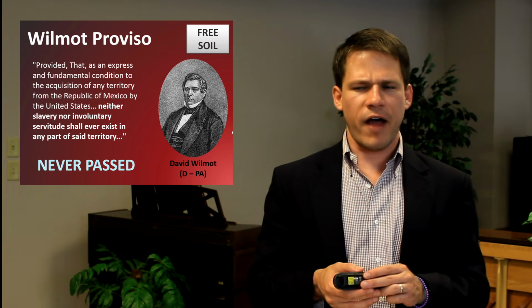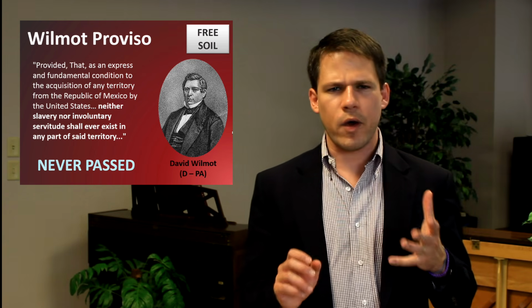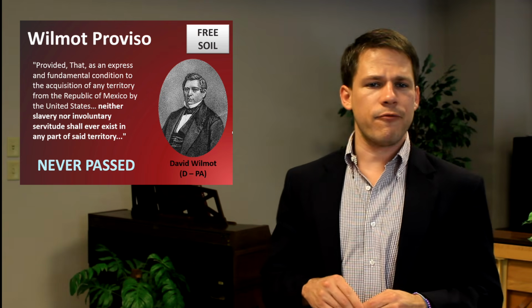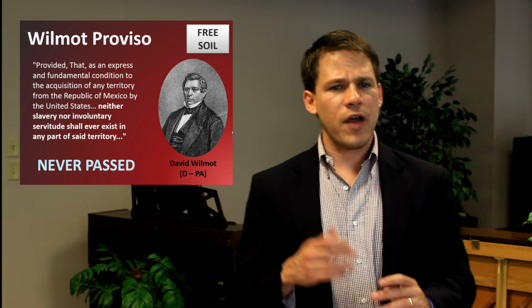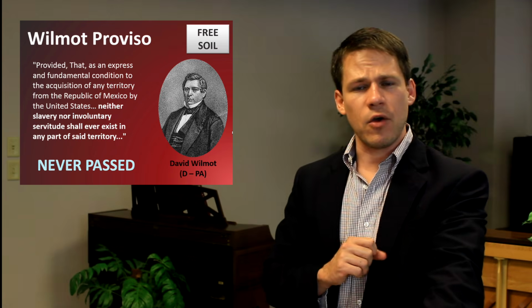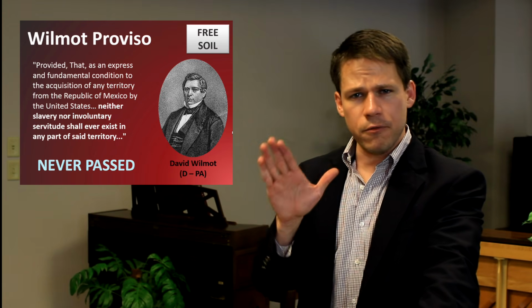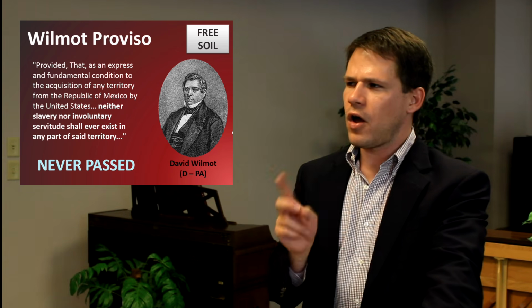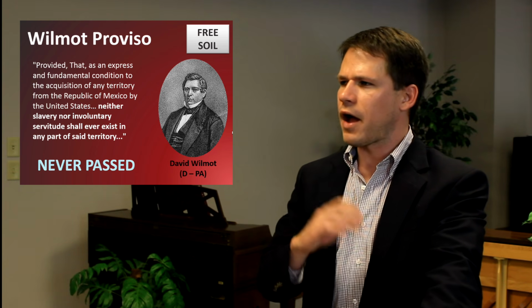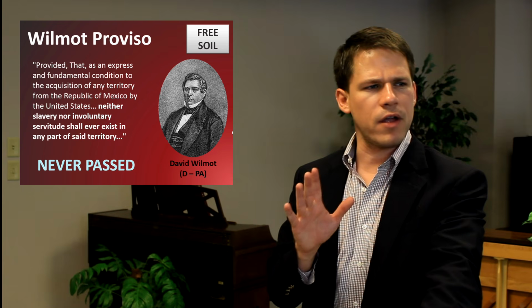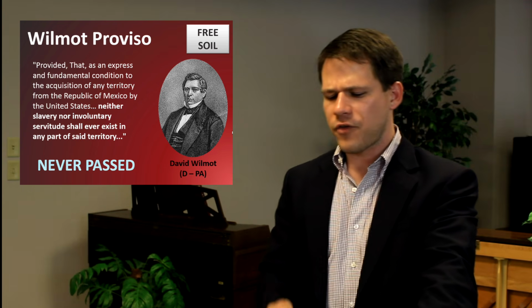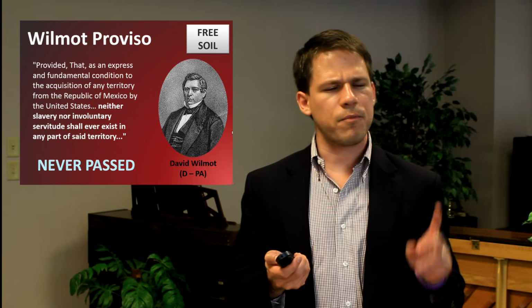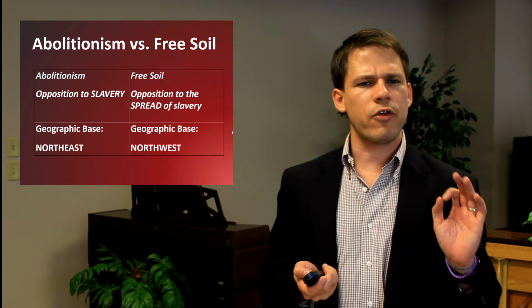And the Wilmot Proviso is a free soil document. David Wilmot from New York, a free soil Democrat from the North, said that any land we get from Mexico is going to be closed to slavery. It never passes Congress, but it does draw a line in the sand, and that is why the Wilmot Proviso is still a very important document in U.S. history, because it did articulate this anti-slavery position, and specifically the position of the free soilers.